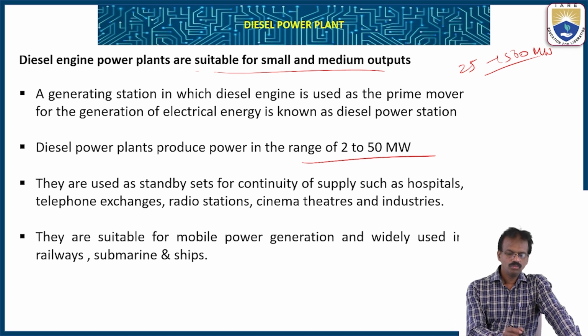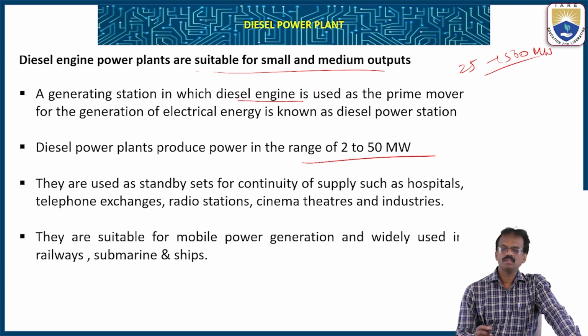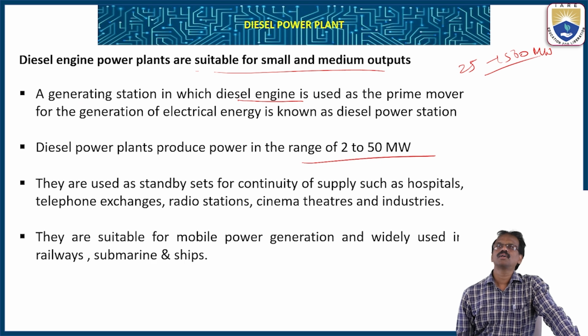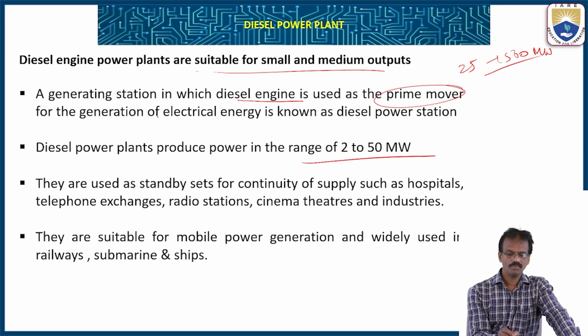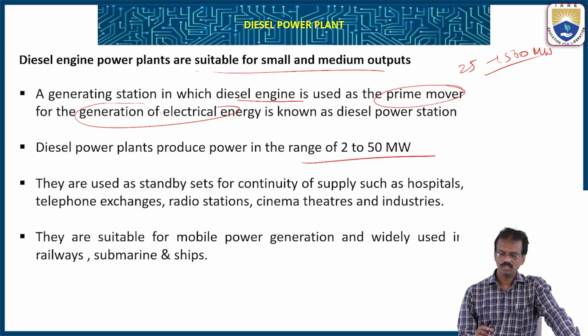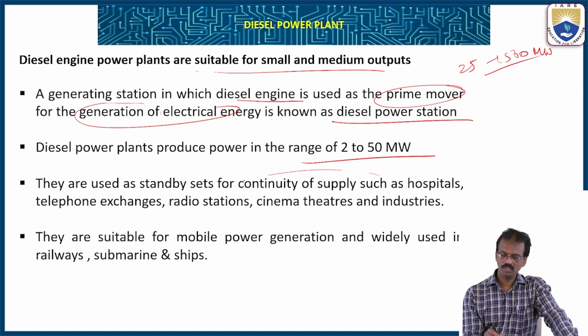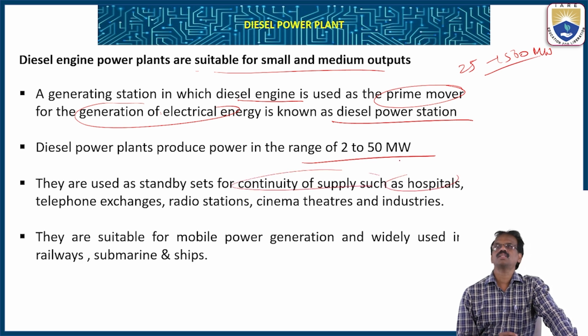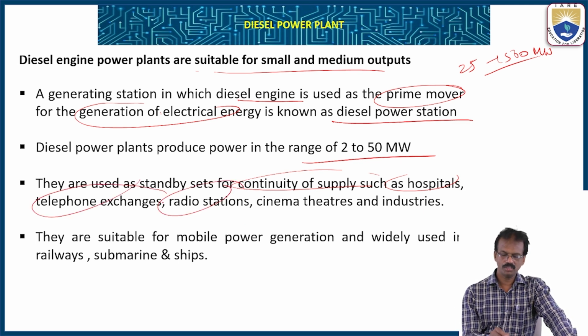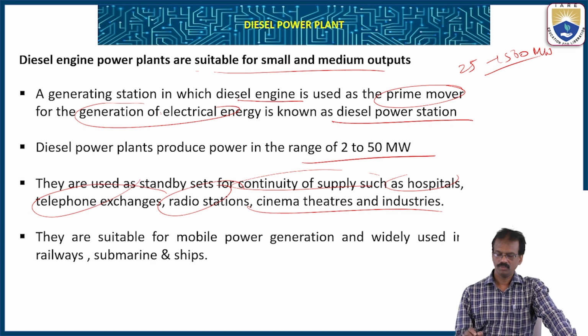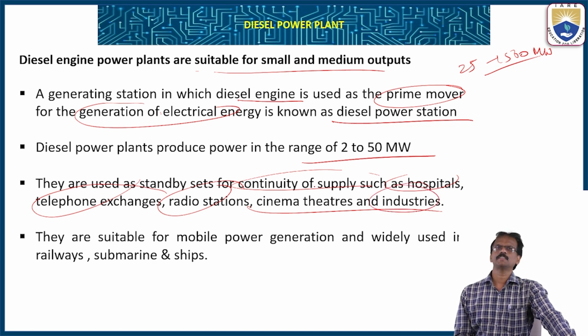A generating station in which a diesel engine is used as the prime mover for the generation of electrical energy is called a diesel power station. Diesel power plants produce power in the range of 2 to 50 megawatts. They are used as standby sets for continuity of supply, such as in hospitals, telephone exchanges, radio stations, cinema theaters, and particular industries.